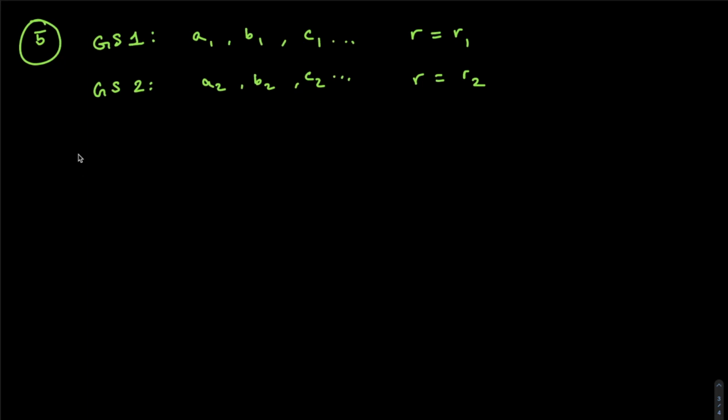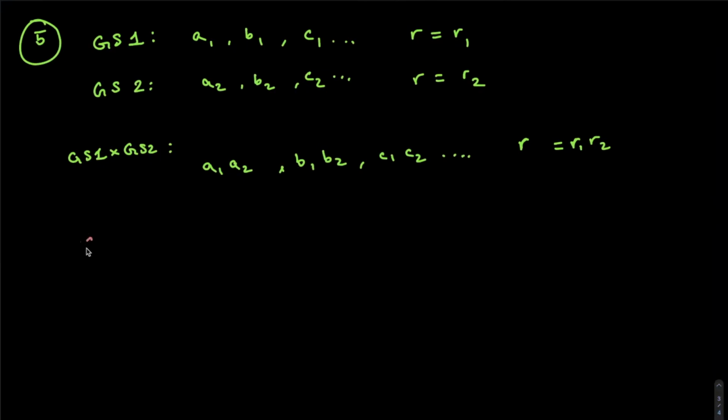So if we multiply GS1 with GS2, what we get is A1 A2, B1 B2, and C1 C2, and so on. And the common ratio, I'm going to write R dash, this is the new common ratio. So the R dash will be R1 R2, which basically means R1 multiplied by R2. Now let's show this with an example.